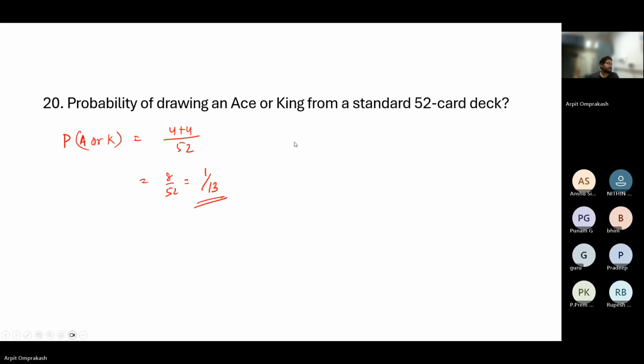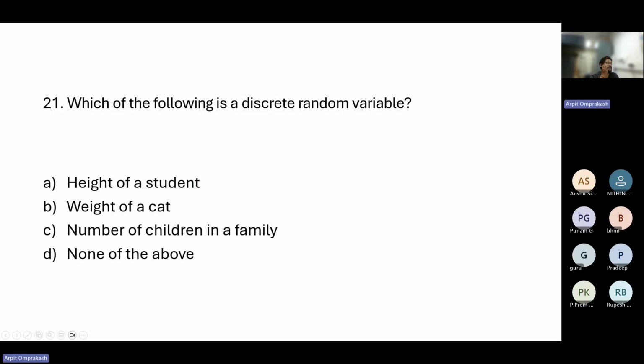Okay. The next question is, which of the following is a discrete random variable? A is height of a student, B is weight of a cat, C is number of children in a family, or D is none of the above. What do you think is the answer here? C. Correct. So the correct answer is C, number of children in a family.